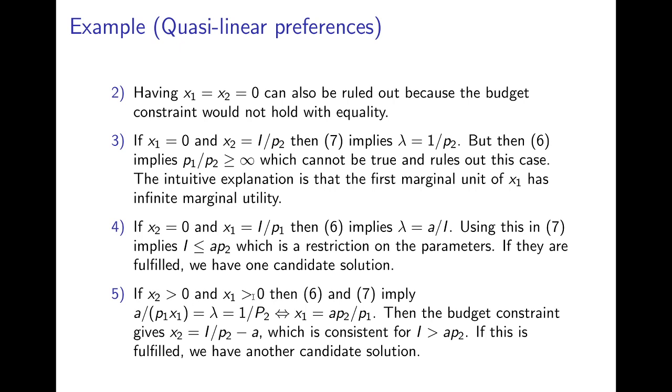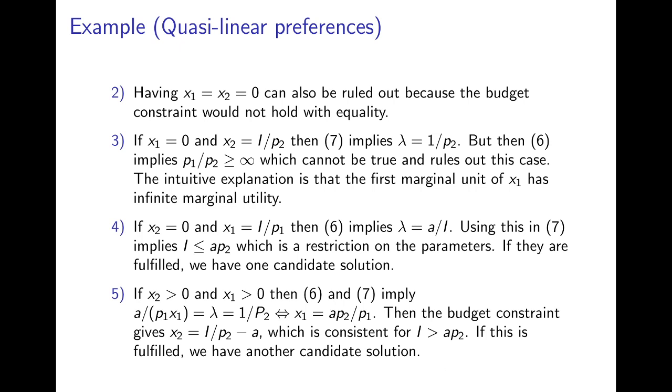consumption goods would be consumed at the positive amount. In this case, equations 6 and 7 would imply that a divided by p1 times x1 is equal to the Lagrange multiplier. That's equal to 1 over p2. And there we can then isolate x1, which would be a times p2 divided by p1. From the budget constraint, we could then derive that x2 must be equal to income divided by price of the good 2 minus the parameter a. And this then is consistent for a situation where income is higher than the threshold a times p2. Now, if this is fulfilled, this candidate solution applies.